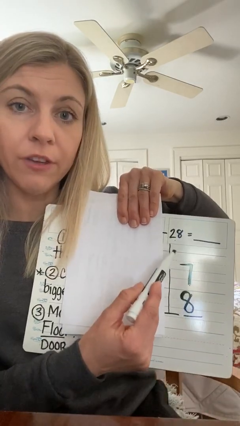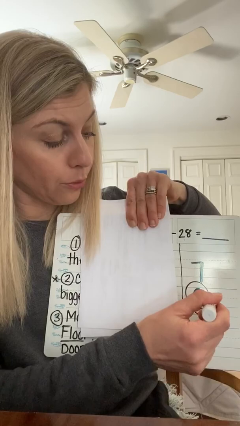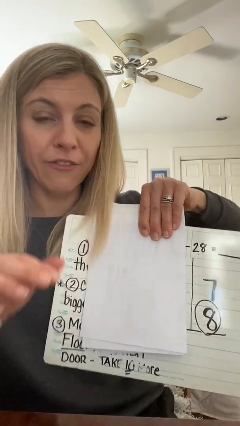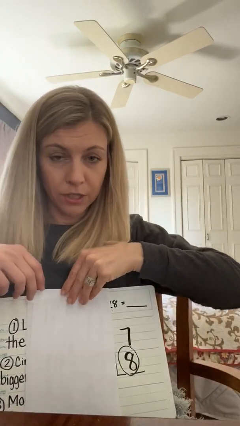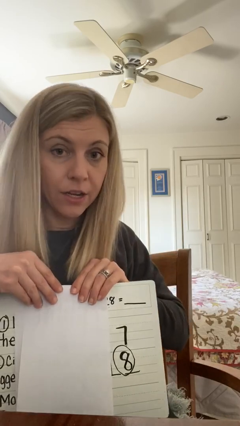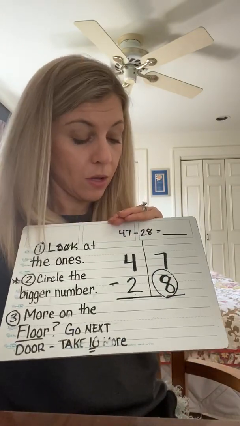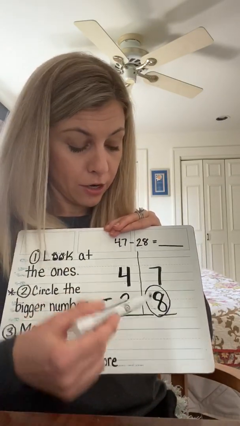What's bigger, 7 or 8? 8. Ooh. So it's kind of hard to do with this. If I have 7 fingers, I can't take away 8. 1, 2, 3, 4, 5, 6, 7. There's not enough. So I have to get a group of 10 so that I have enough to take away that 8. So what we like to say is, more on the floor.